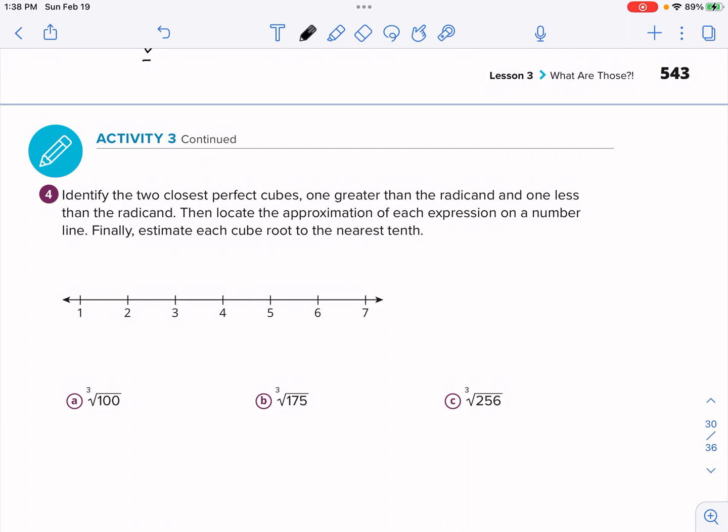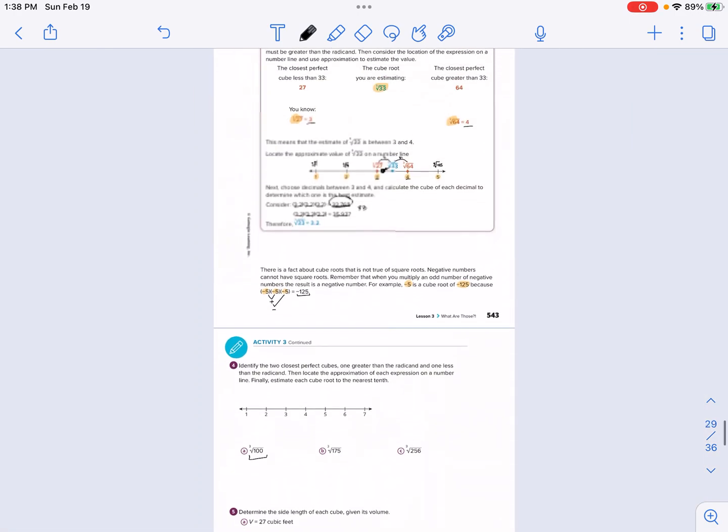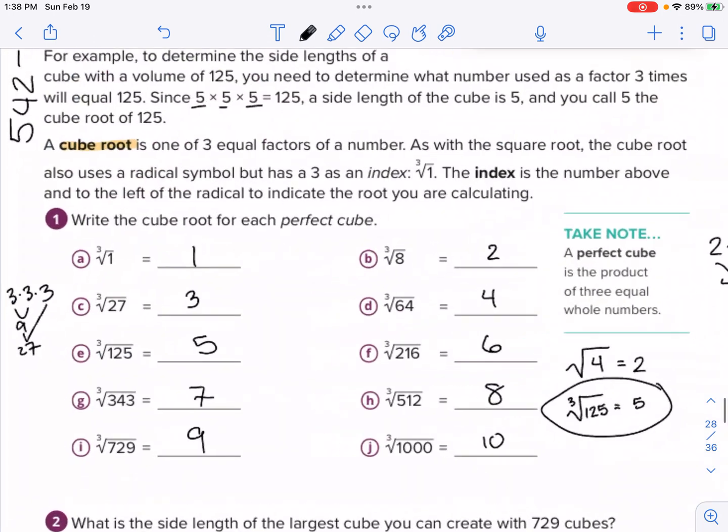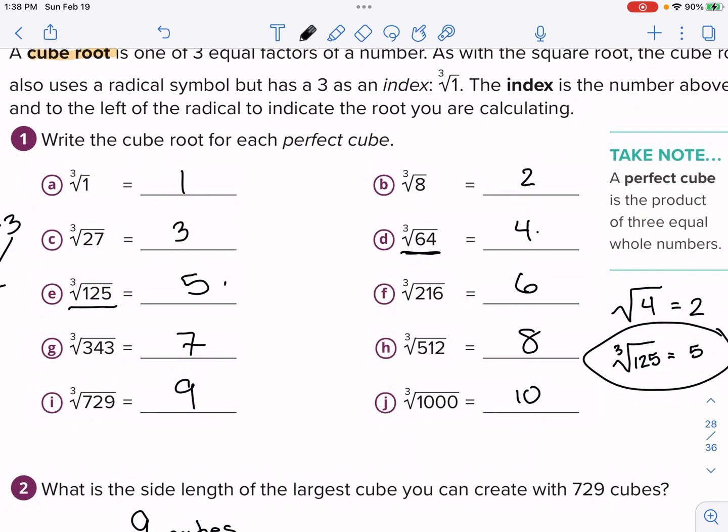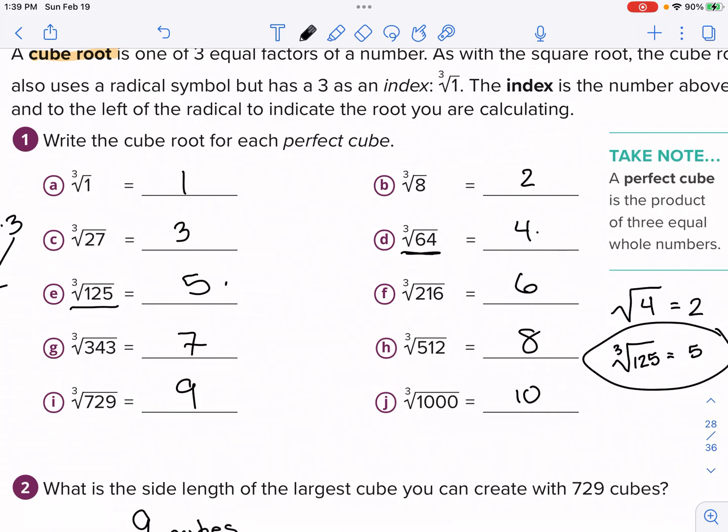I'm going to be referring back to my list. So let's look at the cube root of 100. Let's go back to right here. 100 is in between, right? The closest one below it is 64. The closest one above it is 125. And that is 4 and 5. So it's got to be 4 point something. So just remember that 64, 125.